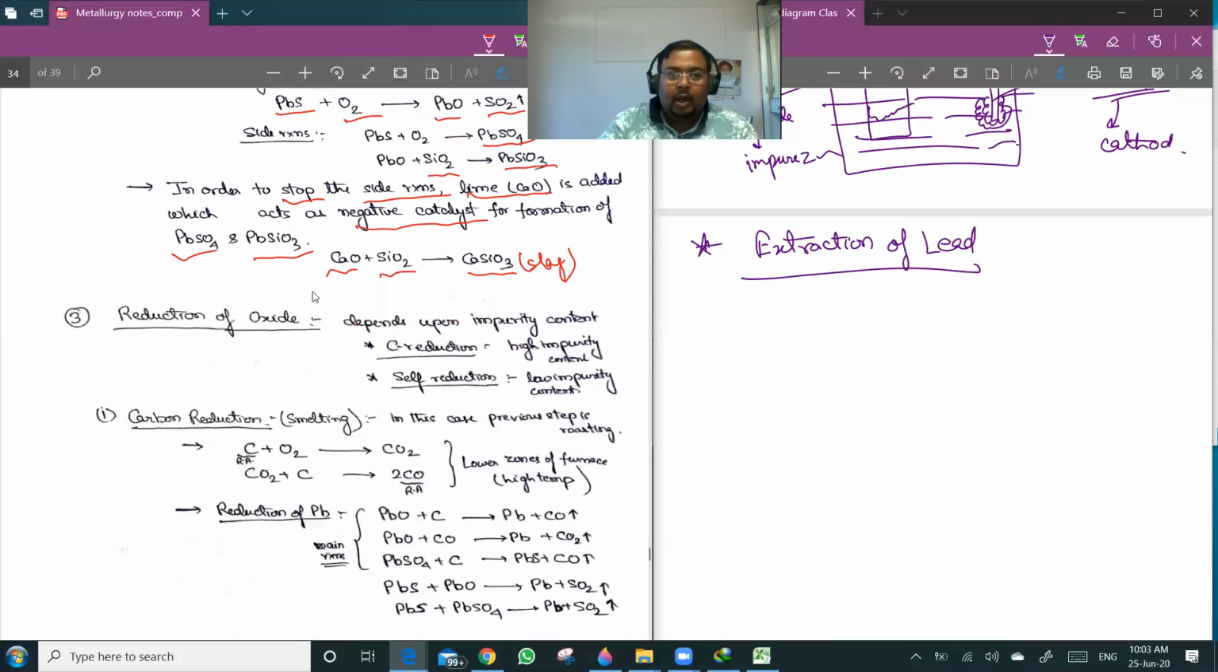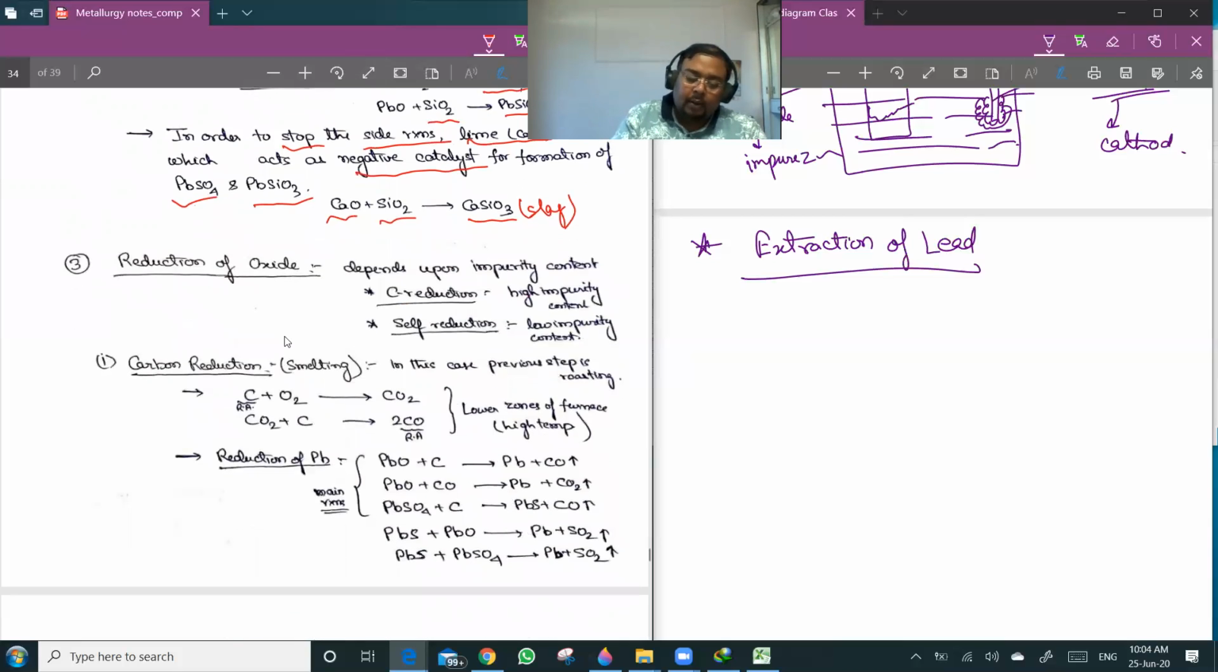Now we are talking about reduction of the oxide. It depends upon the impurity content. We use the carbon reduction technique when the impurity content is high, and we can also use a self-reduction technique, which is mainly used when the impurity content is low. Let us discuss both reduction techniques one by one.